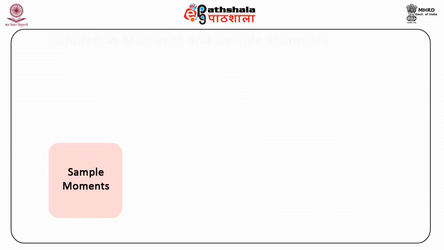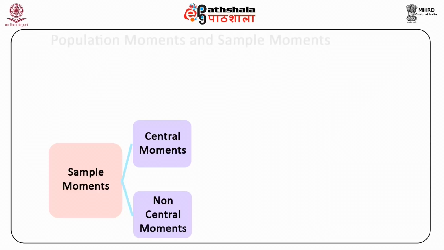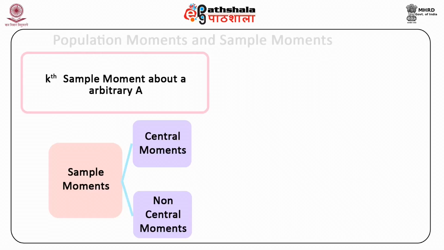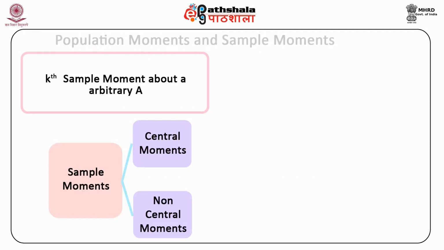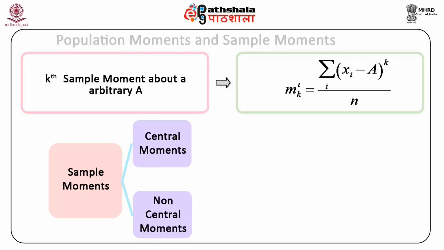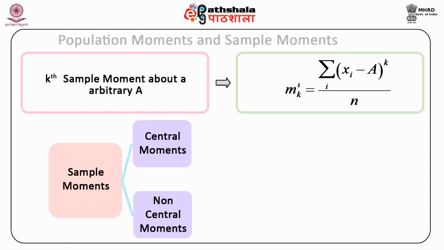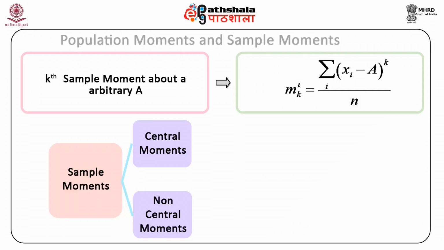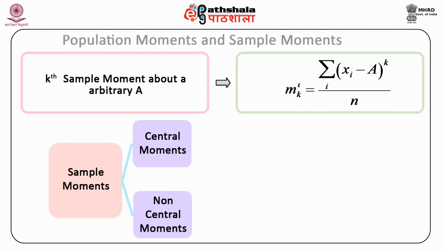Sample moments are similarly both central and non-central moments, including moments about the origin. The kth sample moment about the arbitrary value a is given by m_k prime equal to summation of (x_i minus a) whole raised to power k, summation is over i, divided by small n, where this small n is the sample size and k is equal to 1, 2, 3, and so on.